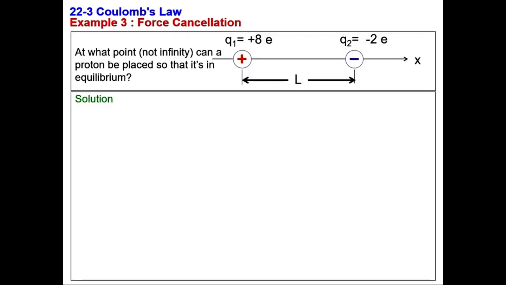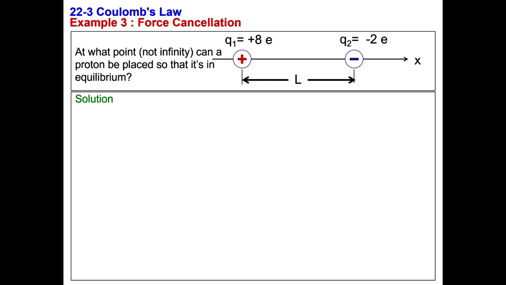Okay, so this is the problem. We have two charges. One is a positive charge Q1, which is 8e, and one is a negative charge, minus 2e. The distance between them is L. The question is, at what point, not infinity, can a proton be placed so that it is in equilibrium? What do we mean by equilibrium? Equilibrium means the sum of the forces is equal to what? 0. So we want to place a proton, which is obviously a positive charge, so that the forces are in equilibrium.